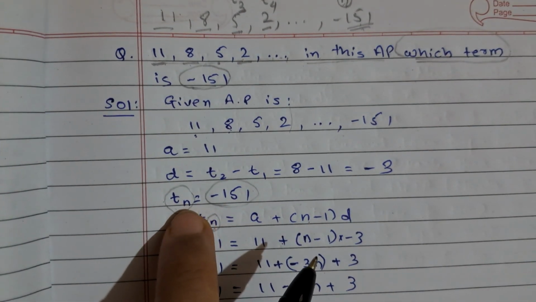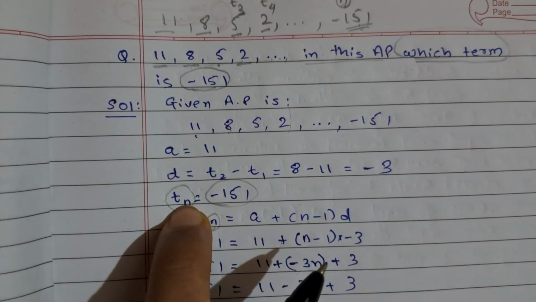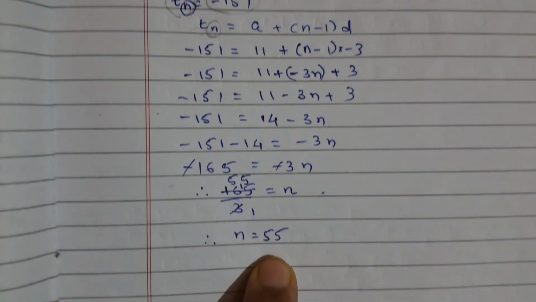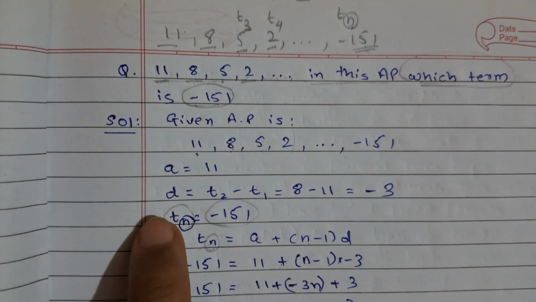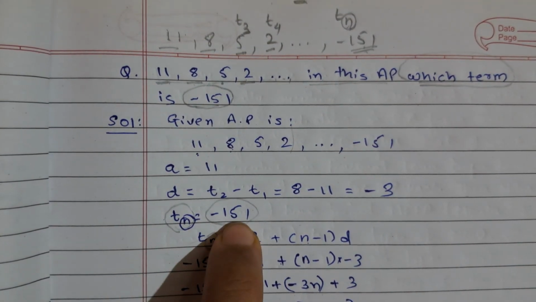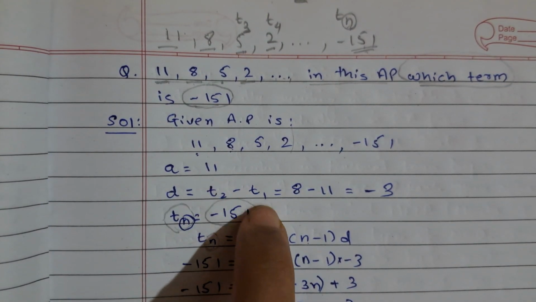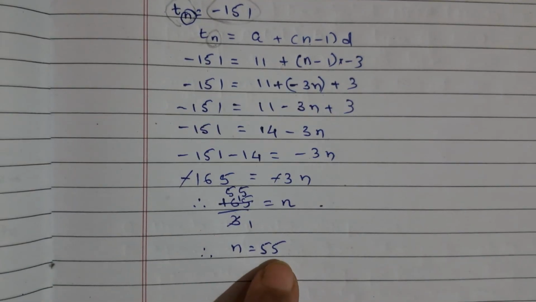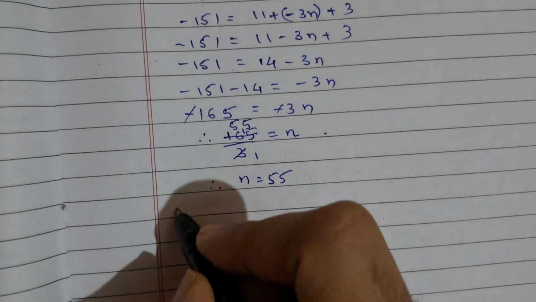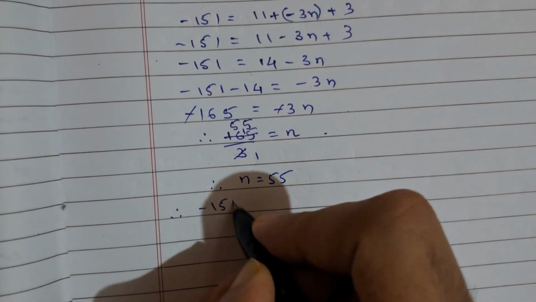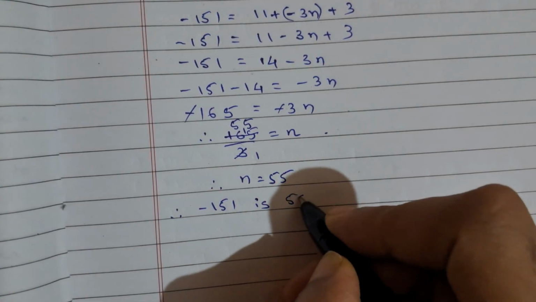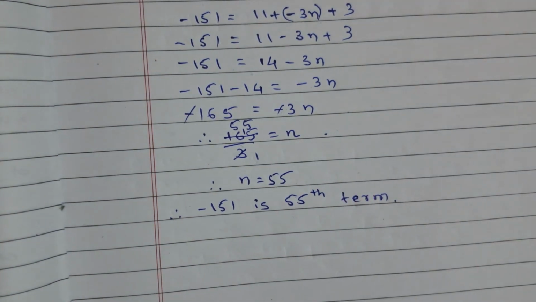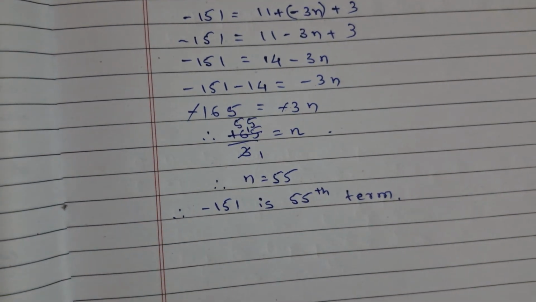By the way, who was this n? n was the value of this Tn, means this n is what I found right now. It is 55. That means T55 is minus 151. That means minus 151 is which term? It is the 55th term. Okay, so I will say, therefore, minus 151 is the 55th term. Simple.